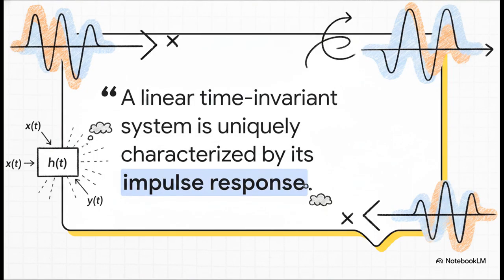So the absolutely crucial point is this. A linear time-invariant system is uniquely characterized by its impulse response because of the very nature of convolution. If you know the system's impulse response, the h of t, you know absolutely everything there is to know about how that system will behave and react to any crazy signal you throw at it.